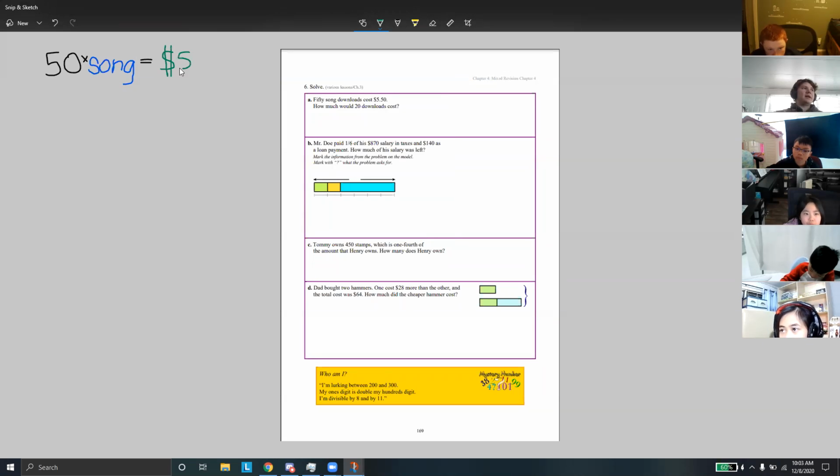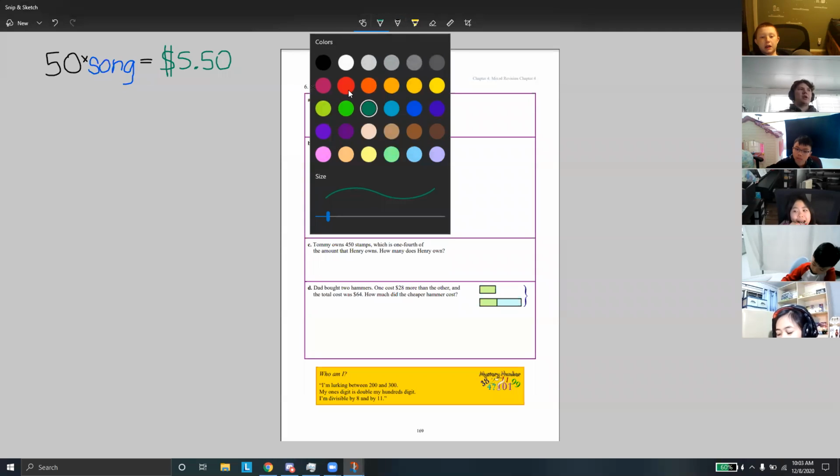What does this tell us? Well, each song costs the same amount. And so 50 songs would be 50 times however much a song costs is equal to $5.50. And so it says, how much would 20 downloads cost? Or how much would 20 songs cost?